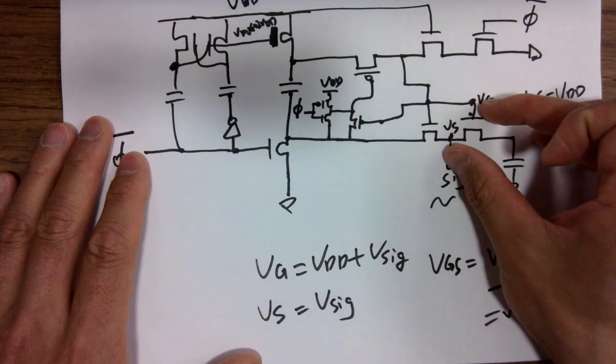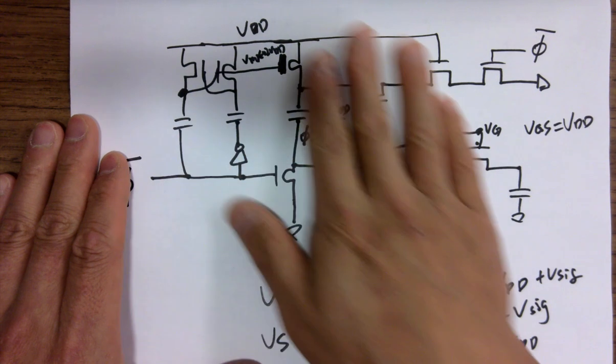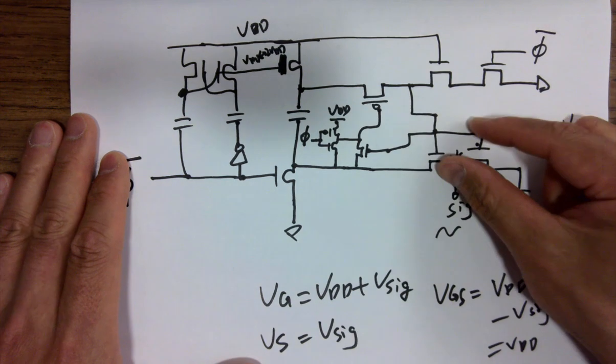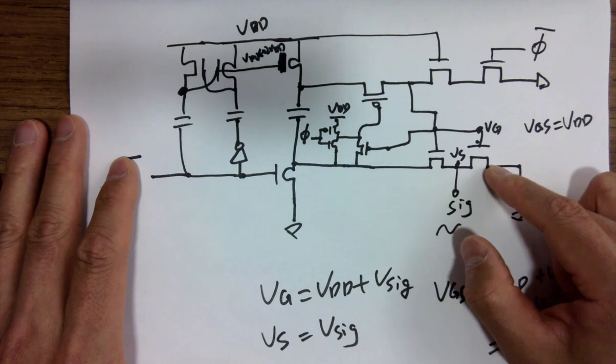So that's the whole point. Keep in mind, that's the goal. So the whole circuit here is trying to create a constant VGS for this single transistor. That's the whole point. Okay?